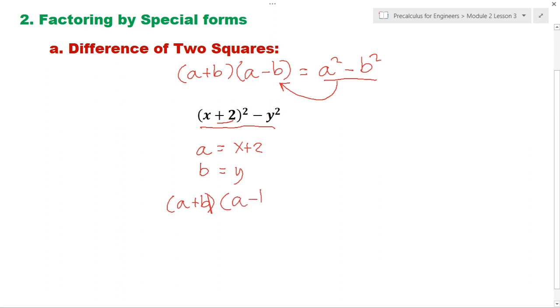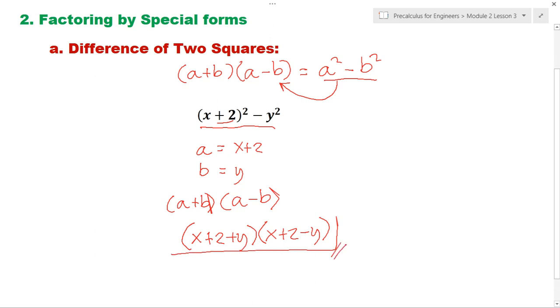So therefore, factoring our example is the same as a plus b times a minus b. Let's try. What is our a? x plus 2. And what is b? Plus y. The second one is a minus b, so we write a, x plus 2, then b, y, so minus y. So, this would be our final answer for the difference of two squares. This is the second method, because if you look, they have no common factor. Our first method is the common factor. Since there is no common factor, difference of two squares can be applied.